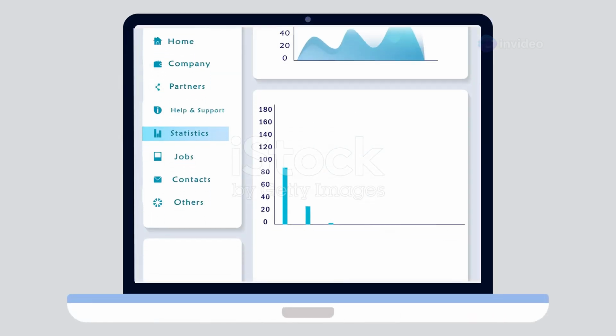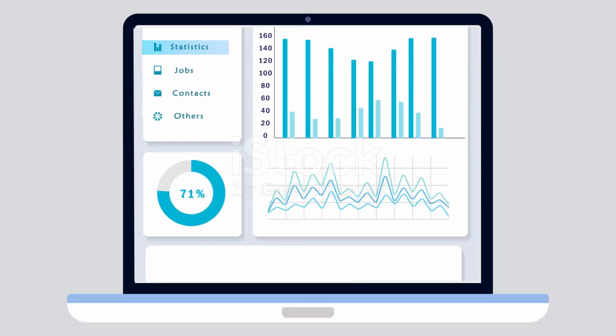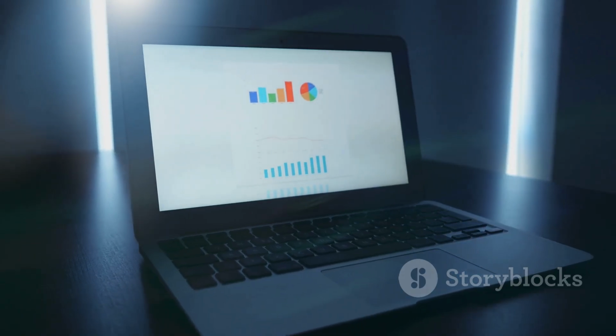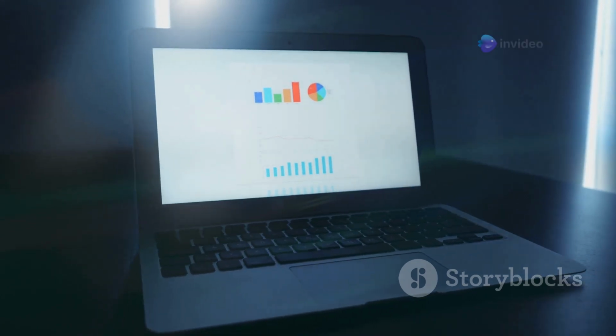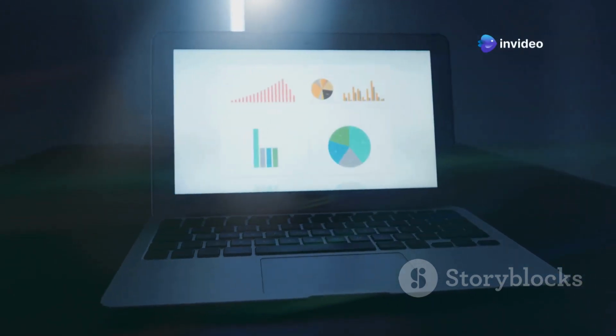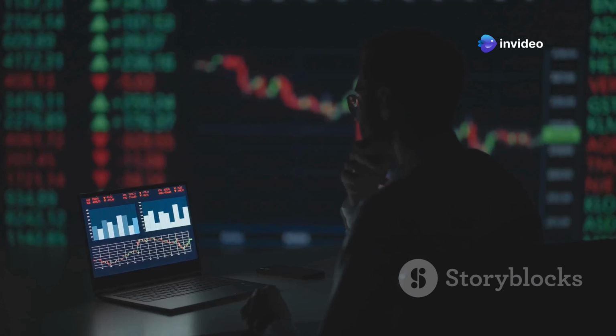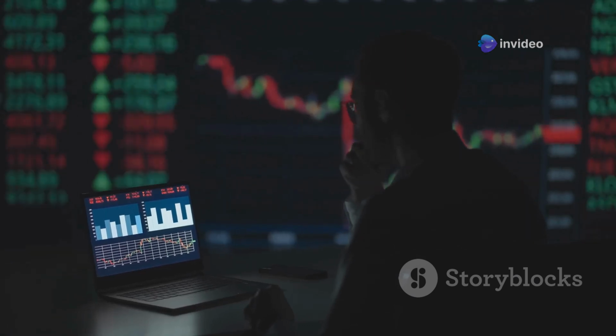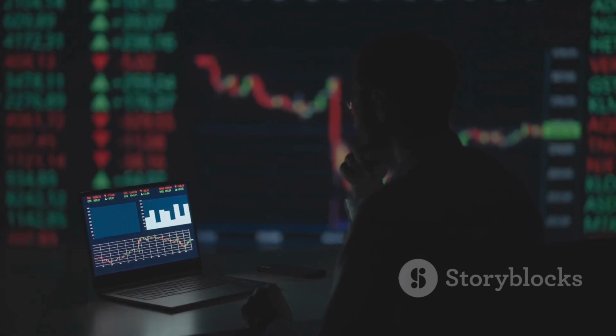Customer analytics dashboards bring together data from various touchpoints. This includes website browsing history, purchase history, customer support interactions, and social media activity. By visualizing this data, businesses can identify patterns and trends in customer behavior.